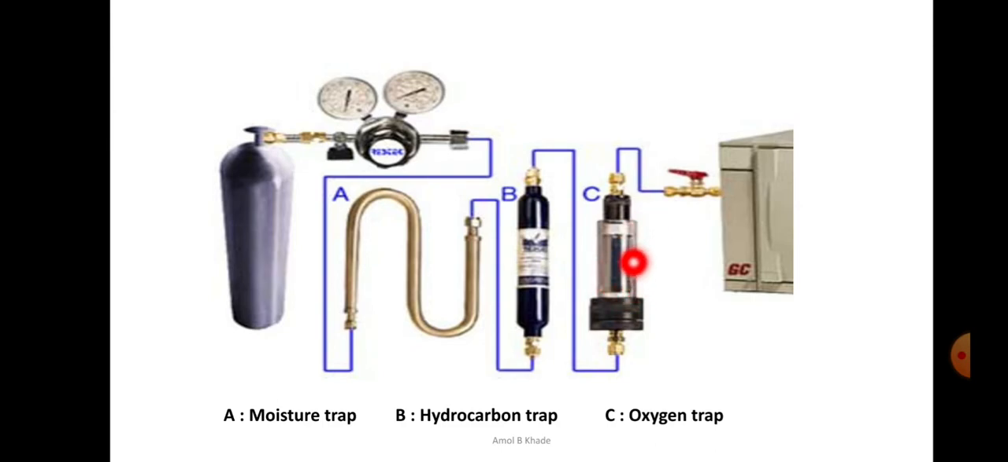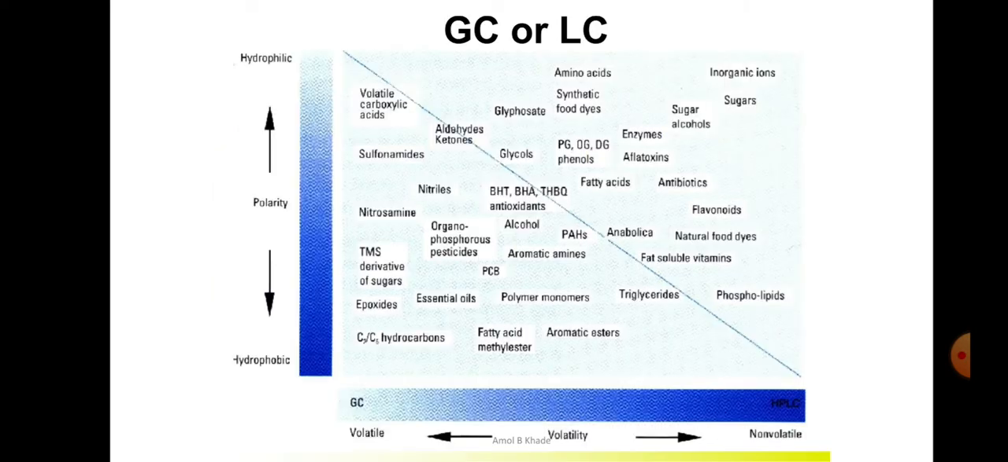So if your carrier gas is mixed with oxygen as an impurity, those will be trapped here. And then we have a highly purified carrier gas which can enter into the instrumentation. So this is the figure indicating the scope of our GC and LC.